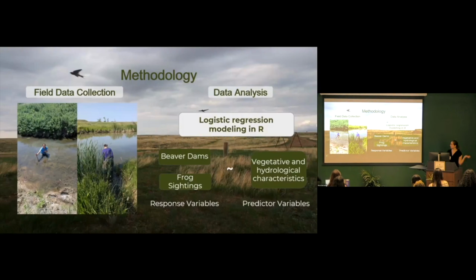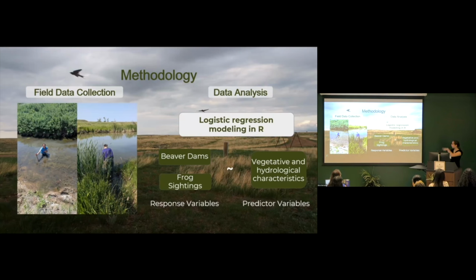So what did my methodology look like? First I started with field data collection, where I went to the prairie and surveyed all these sites for leopard frogs, and I also collected a lot of other information about vegetative qualities and hydrological characteristics. Then after my field data collection in Montana, I went on to doing my data analysis using logistic regression modeling in R, and also some qualitative observations.